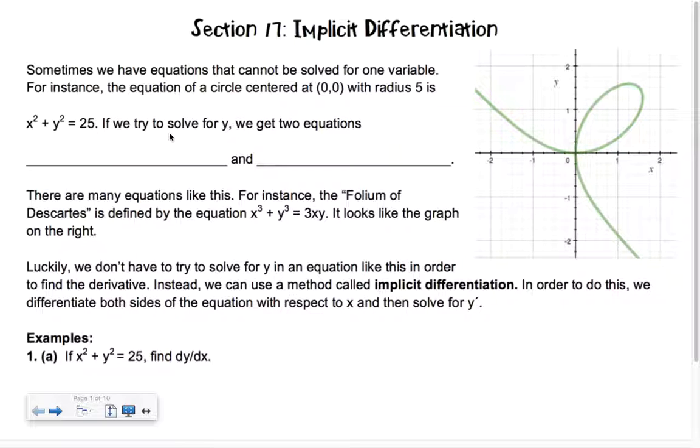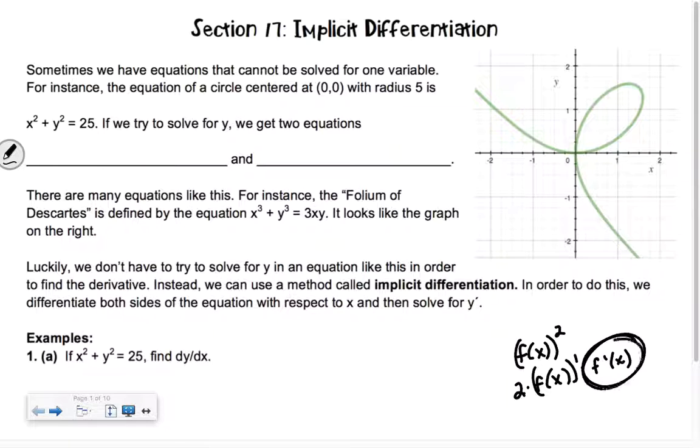You guys remember how we took the derivative of something that looked like f of x squared, right? We took the derivative by doing 2 times f of x to the first, and then we multiplied by f prime of x. This is what implicit differentiation is. Whenever you have a y term, which is what f of x is, we always multiply by the derivative of y. Sometimes we have equations that cannot be solved for one variable.